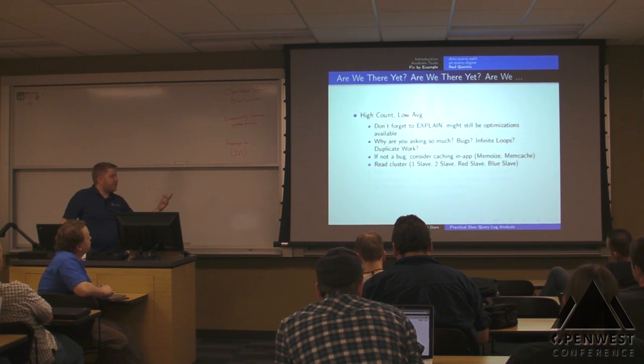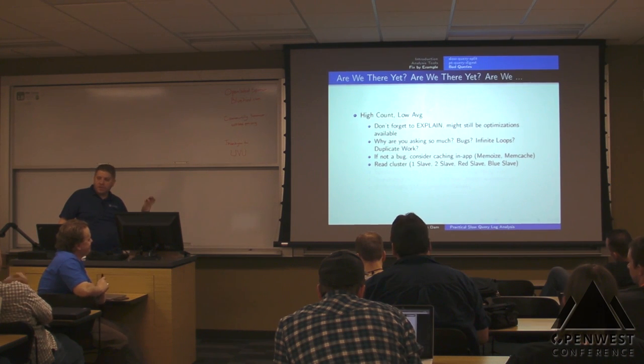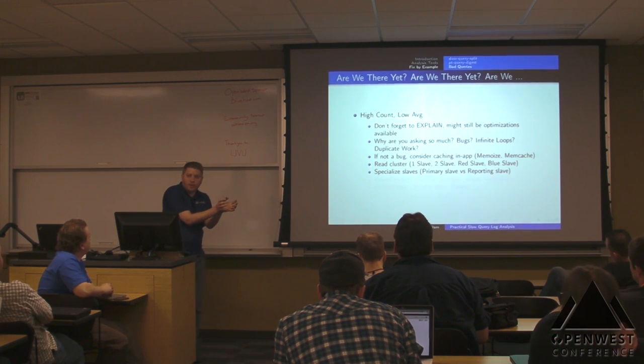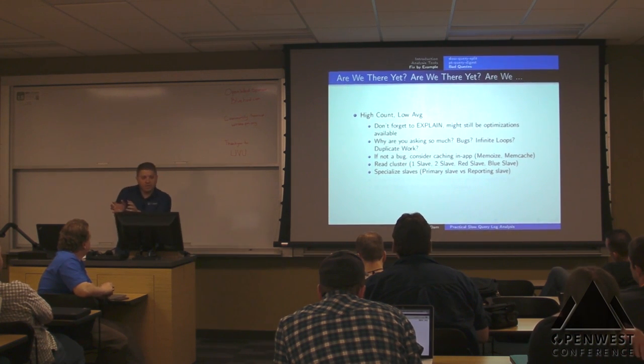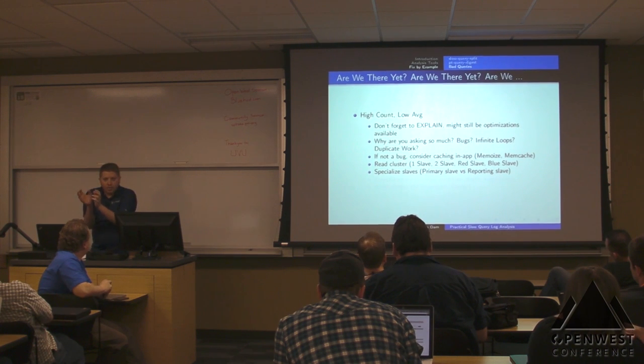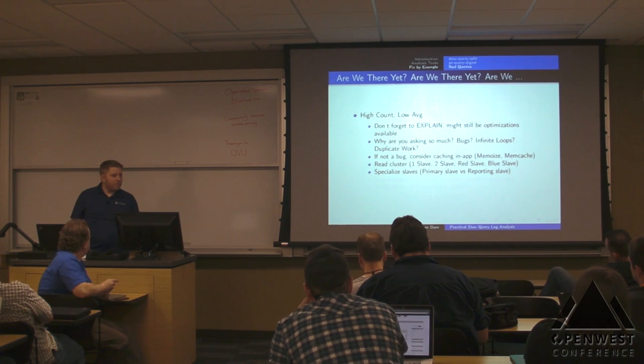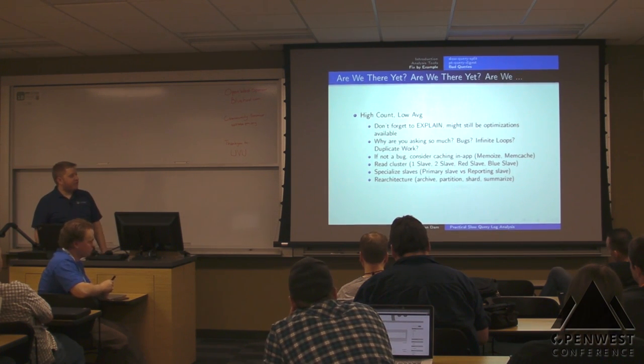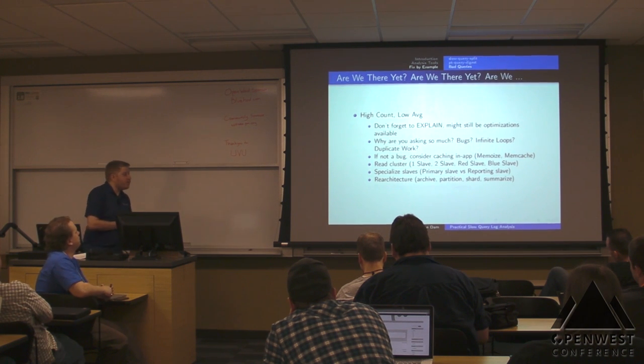We love to use slaves a lot. Clusters of lots of slaves, sometimes even special purpose slaves, where maybe you have this cluster of slaves that you're using for your primary application. This cluster of slaves is just for running really slow queries for reporting needs. Those are a great architectural solution to fixing these kinds of problems. And if none of that will even work, you can get lower level.